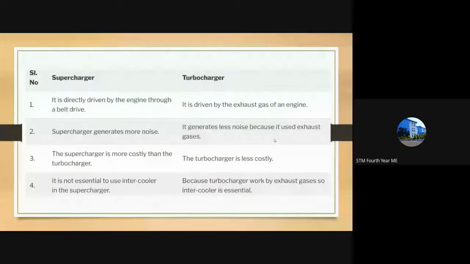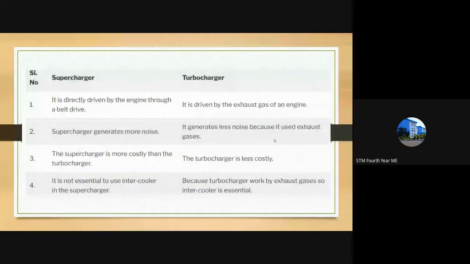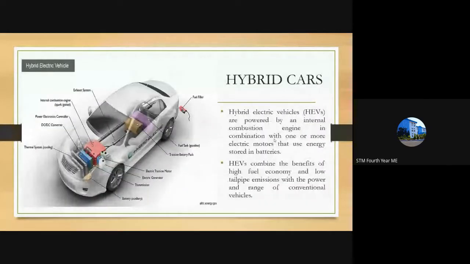So in the last class, we studied the difference between supercharger and turbocharger, and we looked at what turbo lag is, what a supercharger and turbocharger are, and the difference between those. Today we will look at a topic called hybrid cars. I told you this as homework. Anyway, I will explain it.